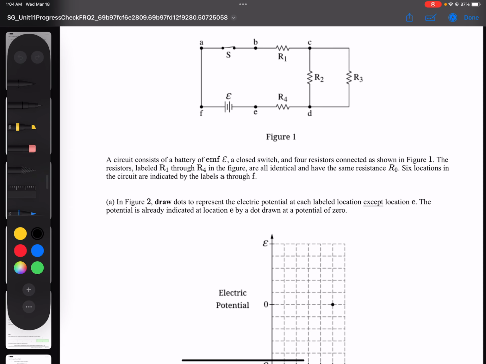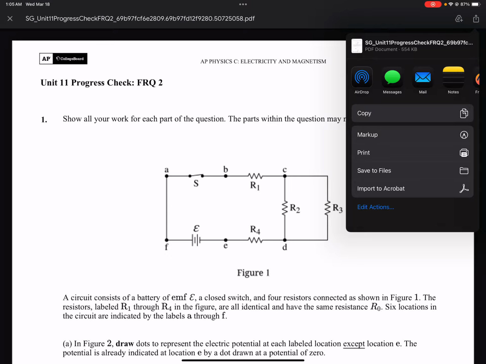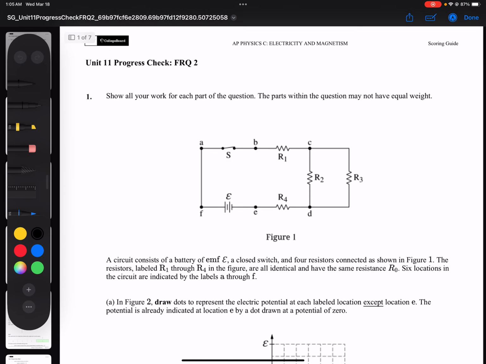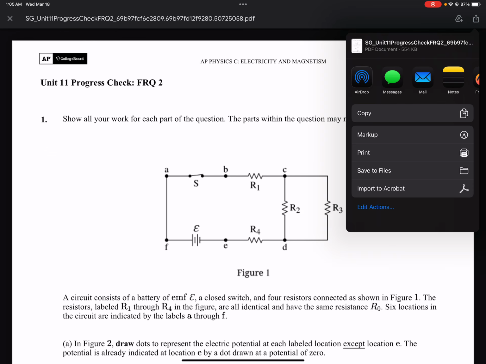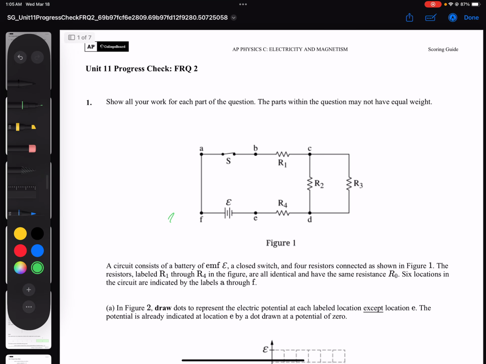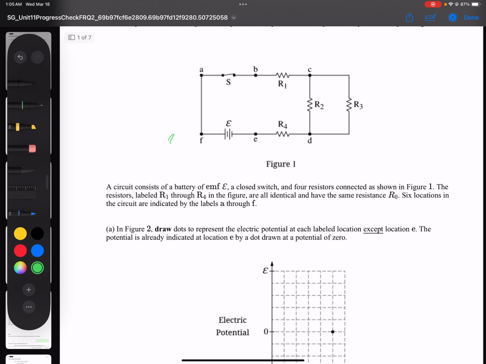Let's get the easy ones out of the way, and then we'll have to reason about all the other ones. Oh goodness, what happened? All right, there we go. Come on, you gotta be kidding me. Maybe I have to draw something on it for it to not close.